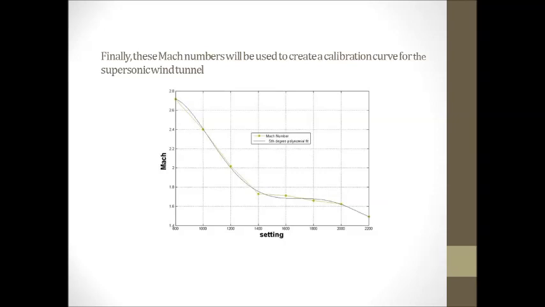As you can see, as we expected, the Mach number decreases as the pressure increases. However, there's a slight dip around halfway through the pressure readings. This may be for a variety of reasons.